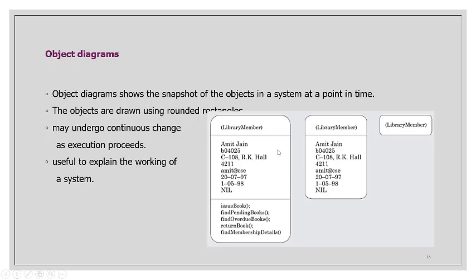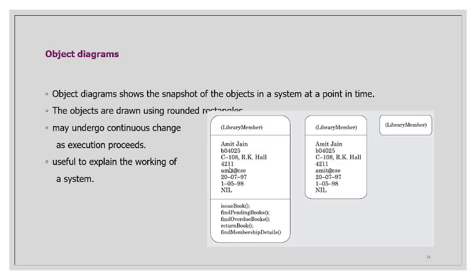Then the object diagram. Like a class diagram, the object diagram shows the snapshot of the objects in a system at a point in time, because the values of the objects change time by time when the program is running. So as the values of the objects change, the object diagram may change at some moment of time. Since it shows the instances of the classes, rather than the classes, it is often called an instance diagram.